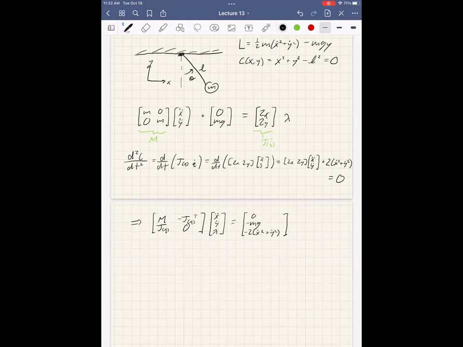Yeah. Taking the second derivative of the constraint makes sense mathematically. Does it also have any physical implications?